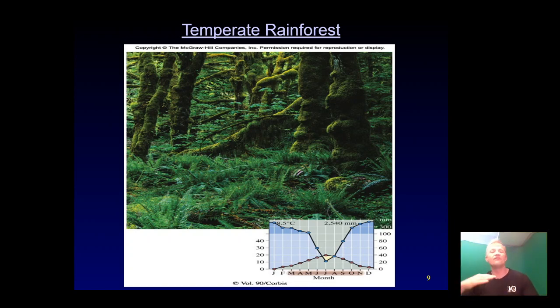Temperate rainforests can get very cold, almost snowy at times. As you can see, they get down to 0 degrees Celsius in many areas, so we obviously don't get down to that. Here's another video that you can watch for temperate rainforests.